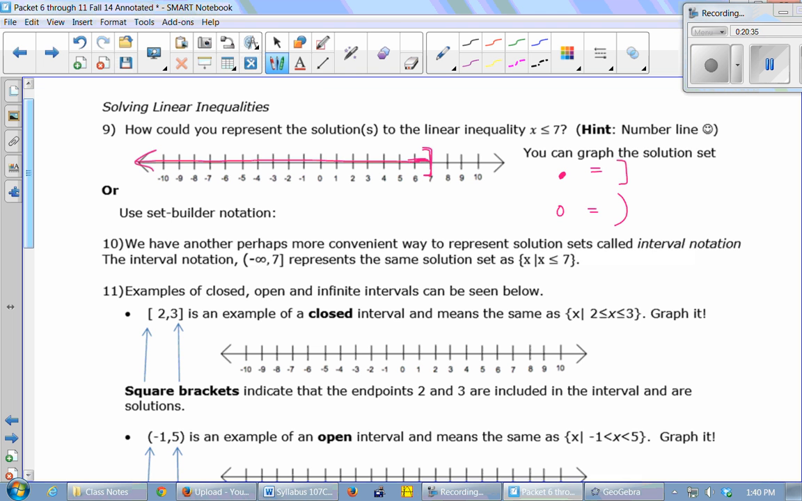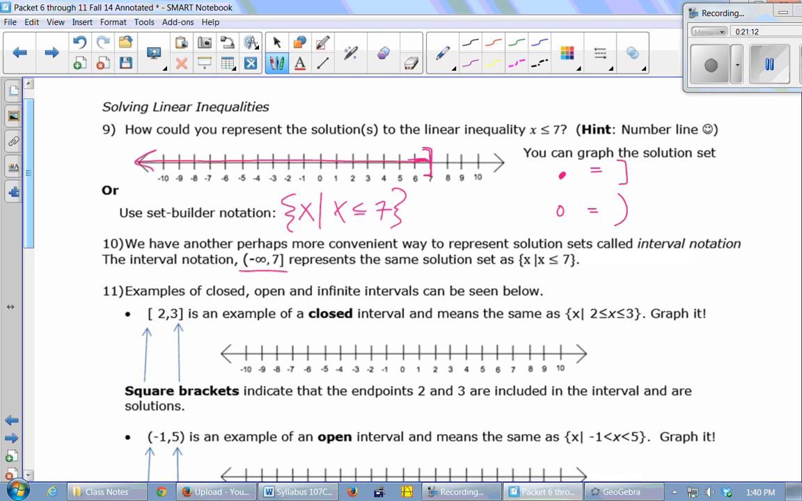So I can graph this thing, or I can use set builder notation, which we learned earlier in the semester. We could say this is the set of all x's such that x is less than or equal to 7. And we have another, perhaps more convenient way to represent solution sets called interval notation. This notation right here, round bracket, negative infinity, comma 7, square bracket, means all the numbers less than or equal to 7.